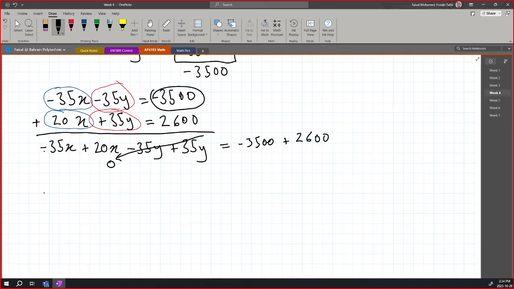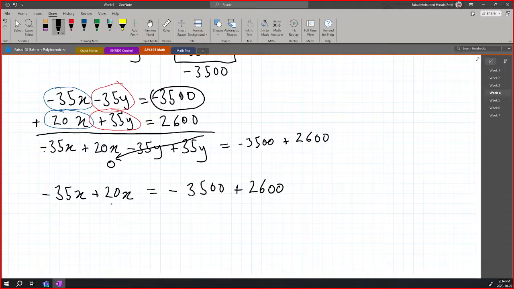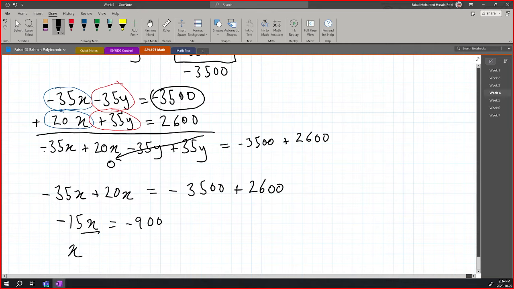So if we continue writing this equation, minus 35x plus 20x is equal to minus 3500 plus 2600. Minus 35x plus 20x will become, you can do it with the calculator or whatever, minus 15x equals minus 3500 plus 2600, which, if I'm not mistaken, is minus 900. Someone just double check if I'm doing it right. Then you divide by minus 15 and divide by minus 15.